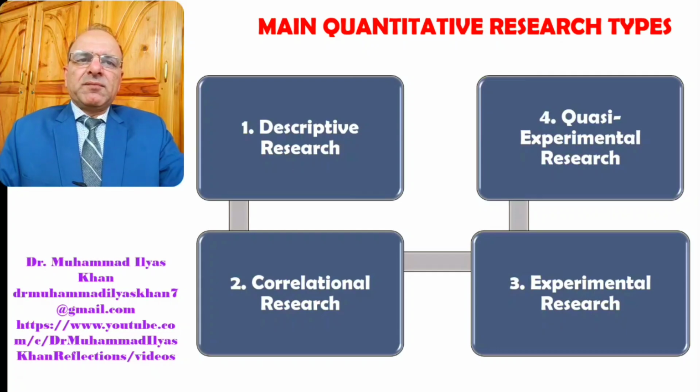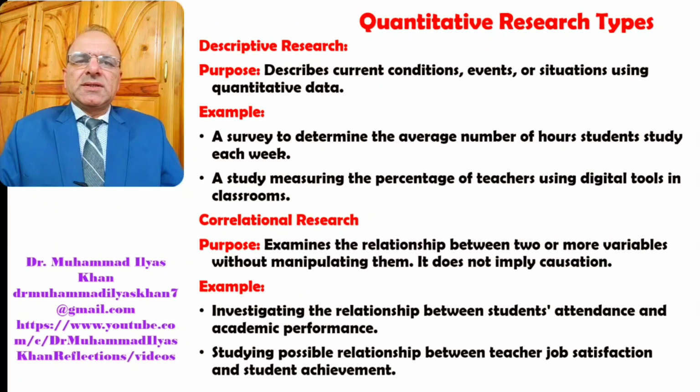Now we will briefly describe each of these types of quantitative research. So first of all, descriptive research. What is it? The aim of descriptive research is to describe current conditions or events or situations, and we describe these using quantitative data.